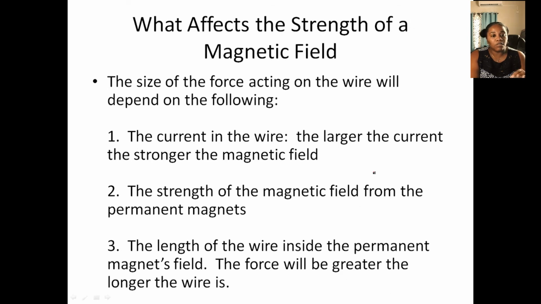The size of the force acting on the wire will depend on the following. These are what affect the strength of the magnetic field, and this is the fourth time it's being said. One, the current in the wire: the larger the current, the stronger the magnetic field. Two, the strength of the magnetic field from the permanent magnets. And three, the length of the wire inside the permanent magnet's field. The force will be greater the longer the wire. So this is similar to the electromagnet, right? It's not really the same, but similar.